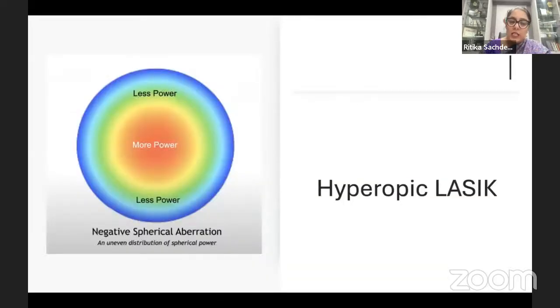This is the hyperopic LASIK that I was mentioning, because you're creating more power in the center. So the disparity in focus between the center and the peripheral rays will give you a negative spherical aberration.